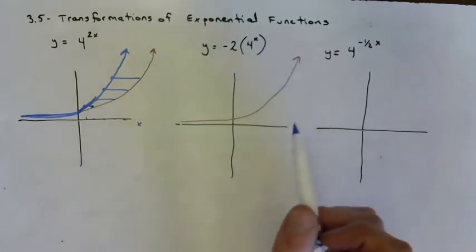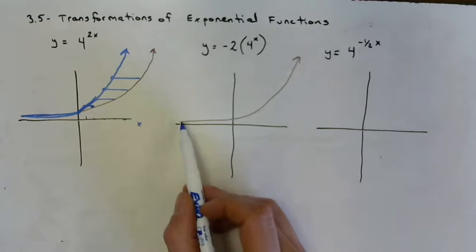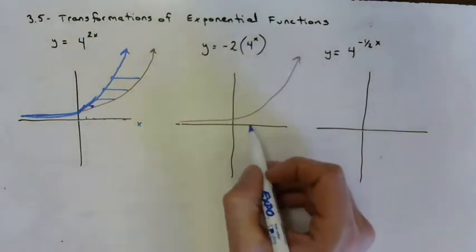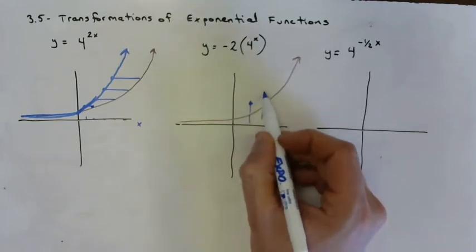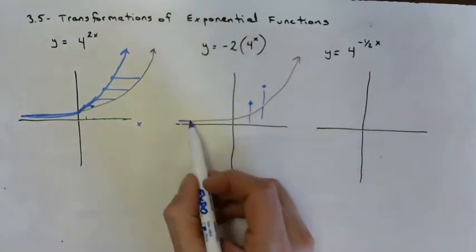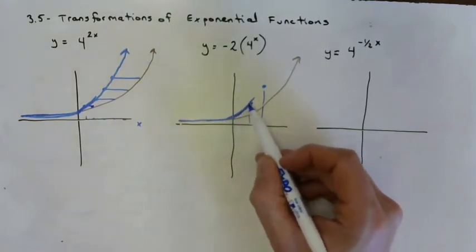So again, whatever is easiest for you, you can apply the stretch first. Vertical stretch by a factor of 2. That means every point here is going to be twice the distance. Yeah? It still goes through the same point though, because we haven't moved it.